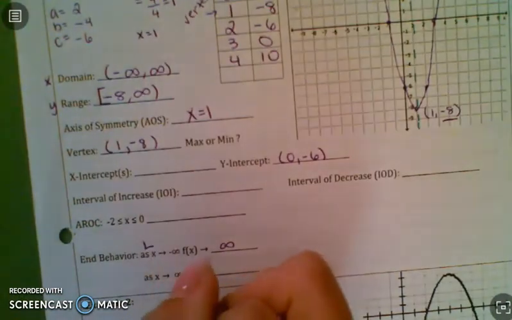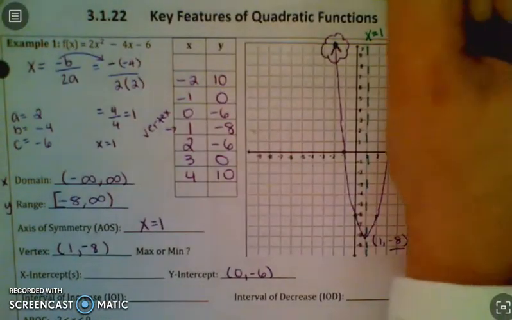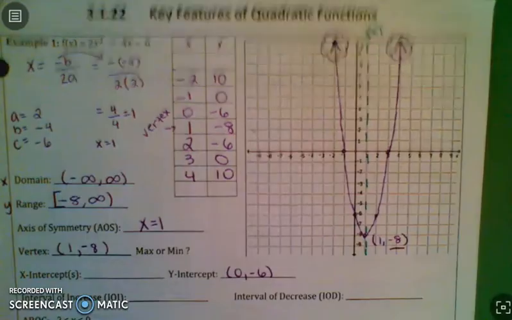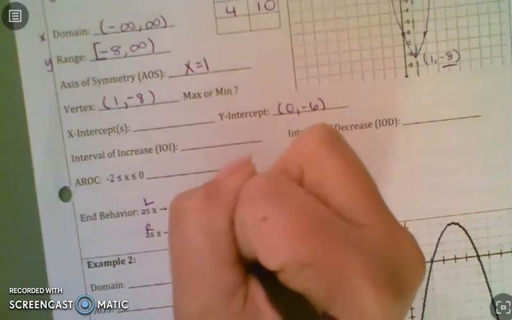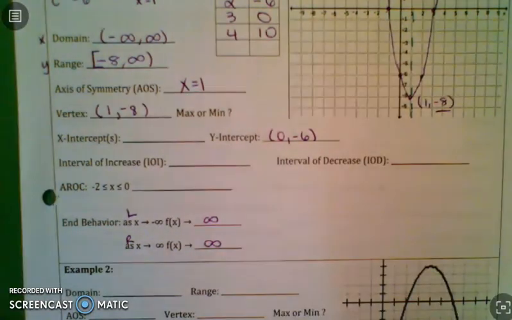As x approaches infinity, that's then the right side. My right arrow right here is also going up, so it's going to infinity. Make sure they match. With parabolas, your end behavior should always be the same.